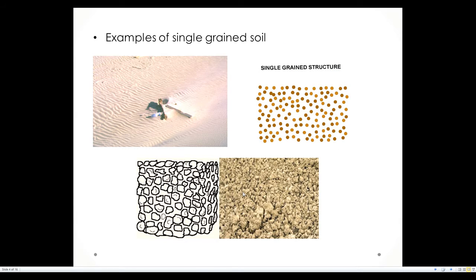These are the examples of single grained soil. Here we can see that this is a desert area. In desert area, the soil particles are so loosely bound. And we can see that the soil particles are loosely bound. They are not strongly bound. There are more spaces between them. And this is also an example of single grain soil.